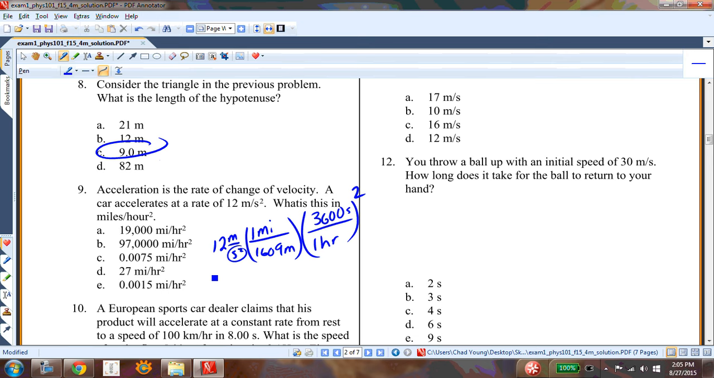Let's see, did I do that right? 12 divided by 1609. Oh no, I get 97,000. 9.7 times 10 to the fourth, that is B.